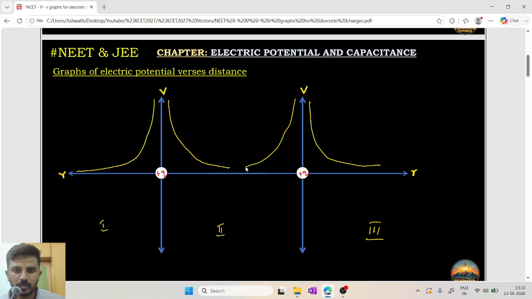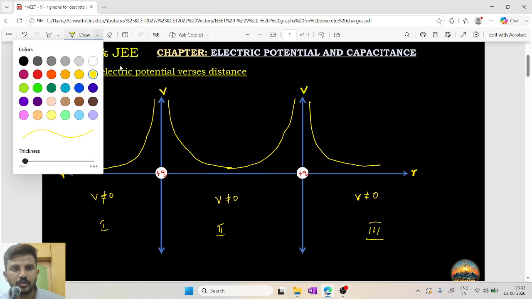So there will be a graph like this, where electric potential is not zero. Here the potential is not zero. In this case also potential is not zero. In this case also there is no zero potential case. But what about the electric field?